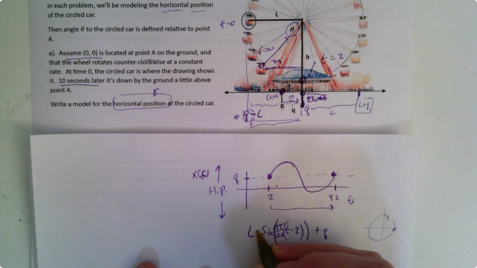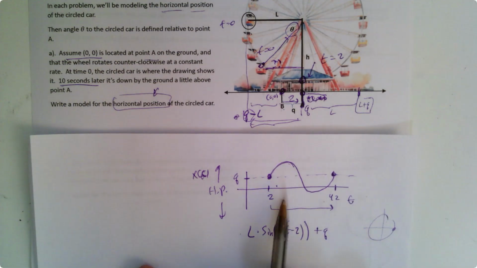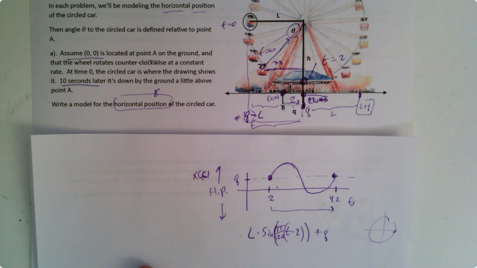So the only thing that's missing is now I've got amplitude L. It wouldn't make sense to make this negative here, because if I made this negative, that would flip my graph upside down. So hopefully the thinking process here is clear.